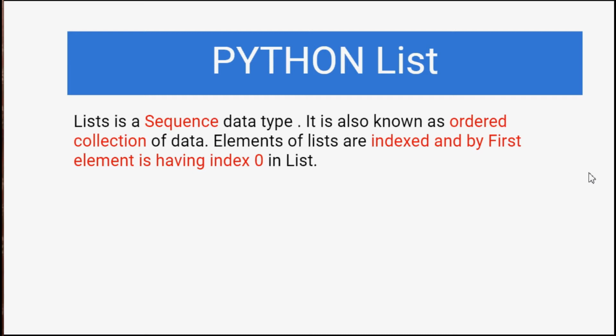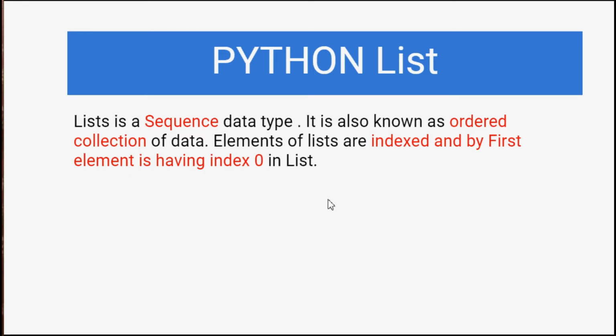Now the question is how that index is going to work. Whenever I give the elements inside the list, by default the very first element is stored at index 0, and the index keeps increasing by 1 with each element. That is the default property; we need not do anything for it. So the elements of a list are indexed, and by default the first element has index 0.